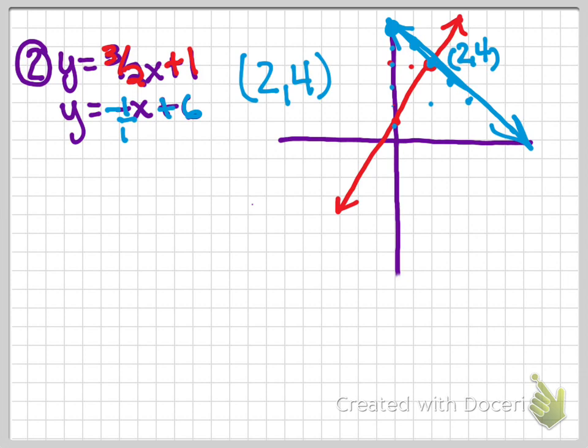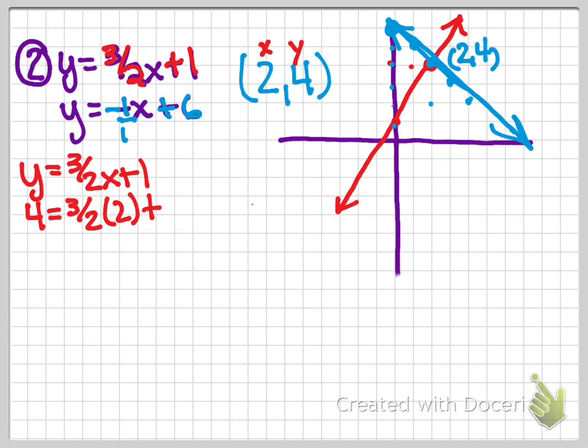I'm going to go back to my first equation, which was y equals 3/2 x plus 1. And I'm going to replace the now known values of the variables. This is the value of x, and this is the value of y, and it should make my equation true. So if y is 4 and x is 2, I now have this. And when I solve, 3/2 times 2 is 3, plus 1, 4 equals 4. Check. That is a true statement.